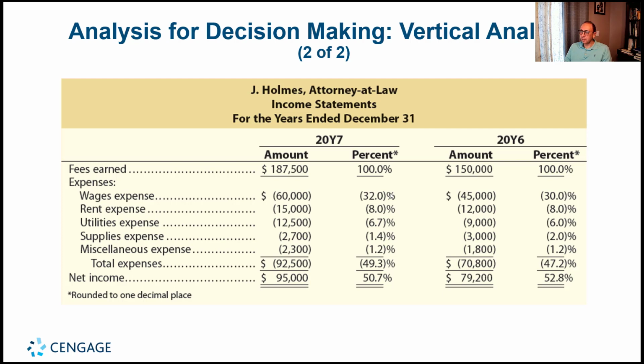So it's a good thing that you compare how the expenses and different items of the income statement compare to the amount of fees earned. For example, even though rent expense has increased by 3,000, from 12,000 to 15,000, the percentage to the fees earned is still the same. It's 8% versus 8%. So I think vertical analysis is also useful to show you how you're doing compared to the biggest number, or compared to your fees earned, which is the biggest number on the income statement. For the balance sheet, we're going to use the total assets.